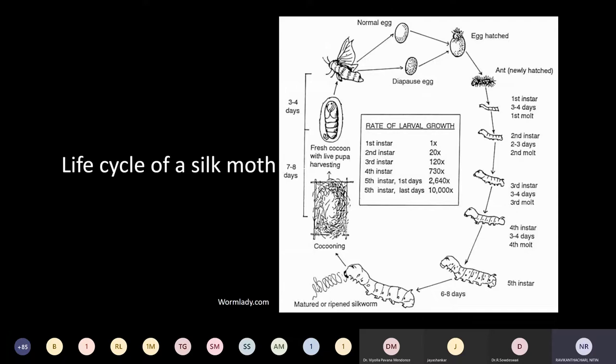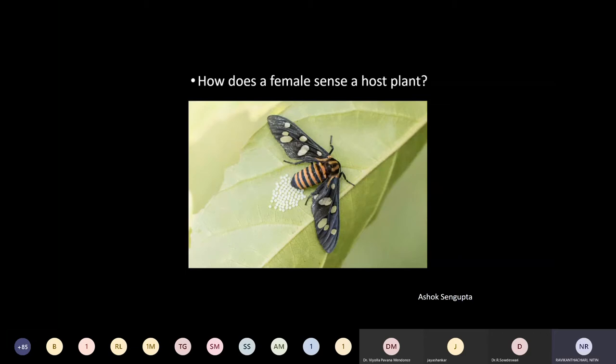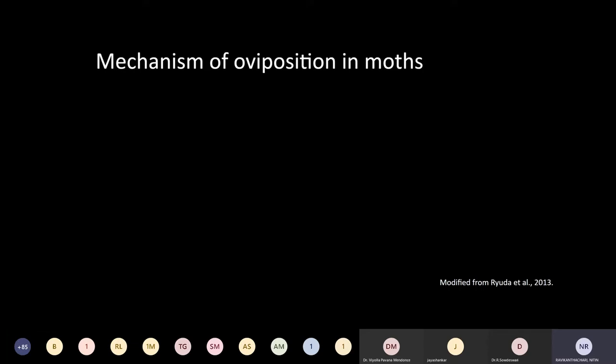So the first thing that comes to anyone's mind: how does a female know what plant to lay eggs on? And how does a female search a plant? I'm pretty sure all of us started out thinking in these terms when we started learning or observing moths. So to explain the mechanical basis of this, I'm going to go through a very short pathway. So the first is, let's say a female lands on a host plant using olfactory and visual cues, and I'll talk about these cues in the next slide.